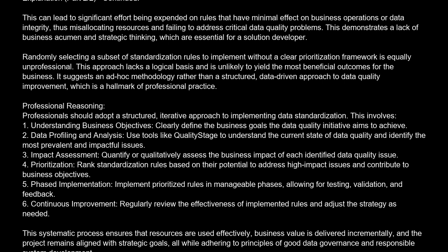Continuous improvement. Regularly review the effectiveness of implemented rules and adjust the strategy as needed. This systematic process ensures that resources are used effectively, business value is delivered incrementally, and the project remains aligned with strategic goals, all while adhering to principles of good data governance and responsible system development.